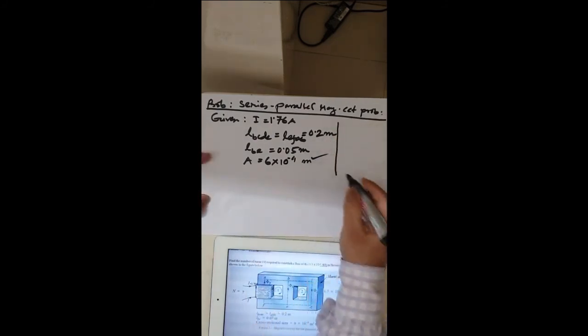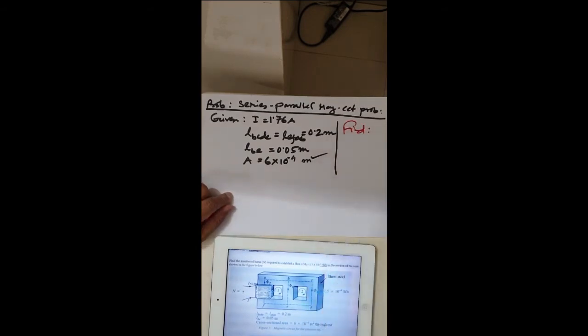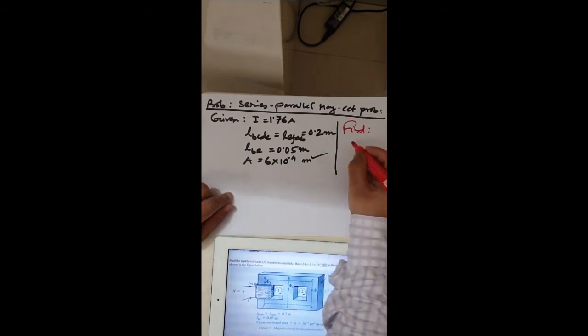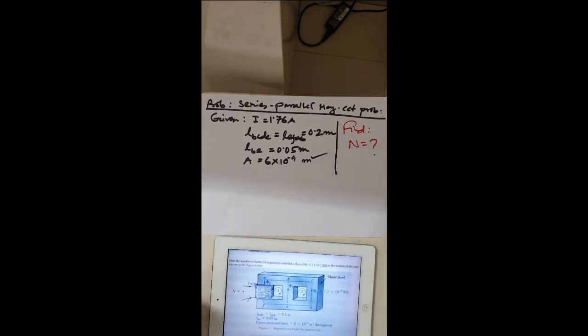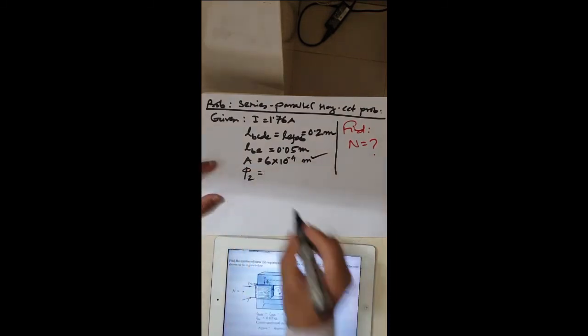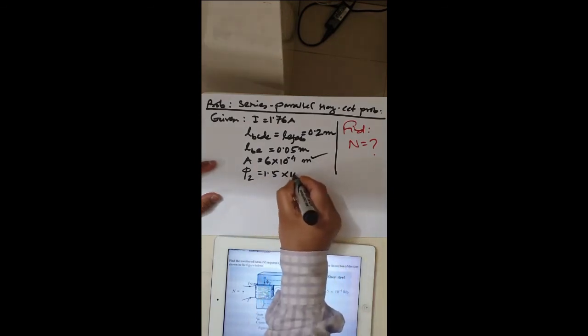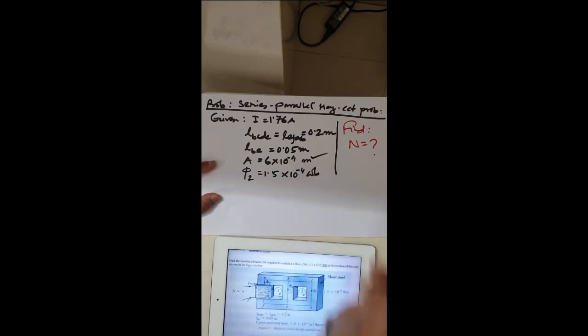What you have to find is the value of the number of turns N. That's what the question is. Another thing also given is phi 2, which is 1.5 × 10 to the power minus 4 Weber. The flux phi 2 is given here.